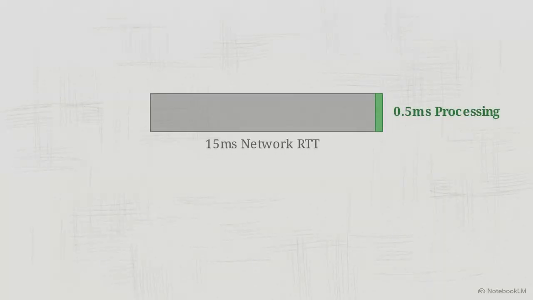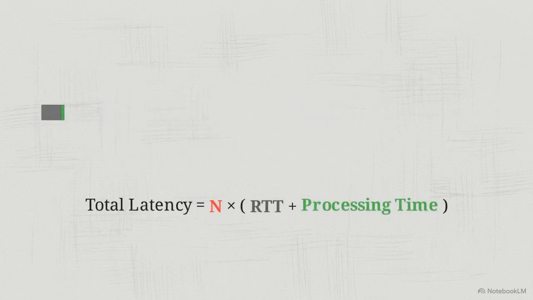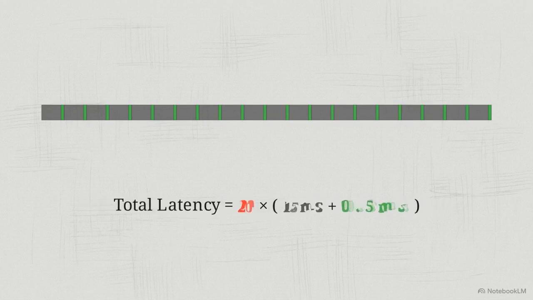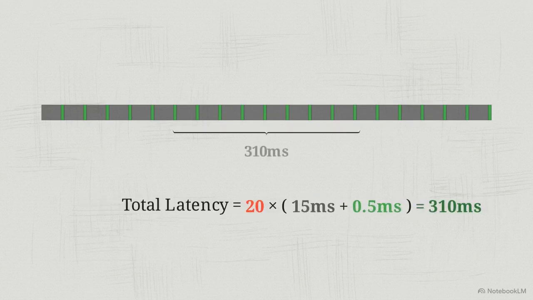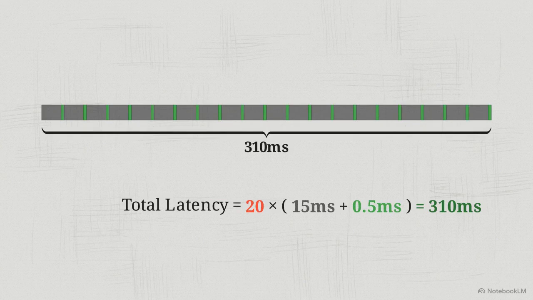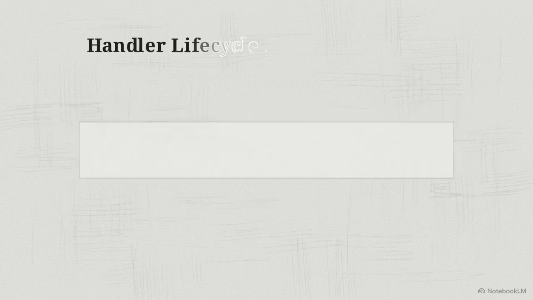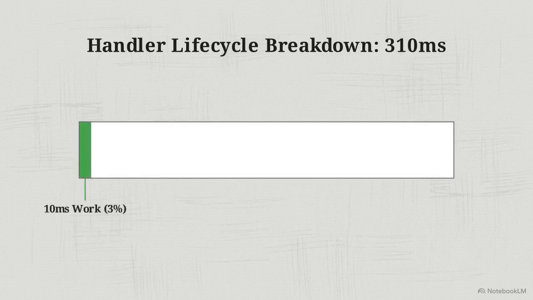Zooming in on a single query block from that production trace isolates the actual problem. The database only requires half a millisecond to process the query, but it takes 15 milliseconds just to transmit the data across the network. We can calculate the total handler execution time precisely. Total latency is simply the number of sequential calls multiplied by the sum of transit time and processing time. 20 calls at 15.5 milliseconds each equals our 310 millisecond total. The actual database work amounts to exactly 10 milliseconds.